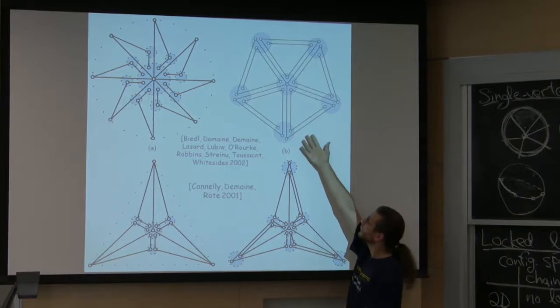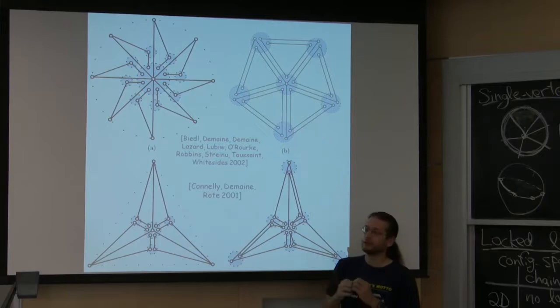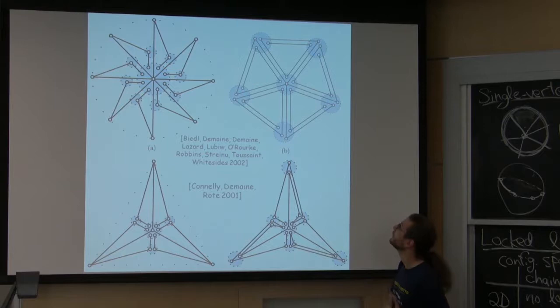People have known for a while, and then we finally proved, that this is locked. And if you double it, people thought, well, maybe it's still locked. Turns out, no, because the center vertex can expand, whereas in a polygon, but with a tree, it can't. Okay, big deal. These examples, this is just yet another way to do that.